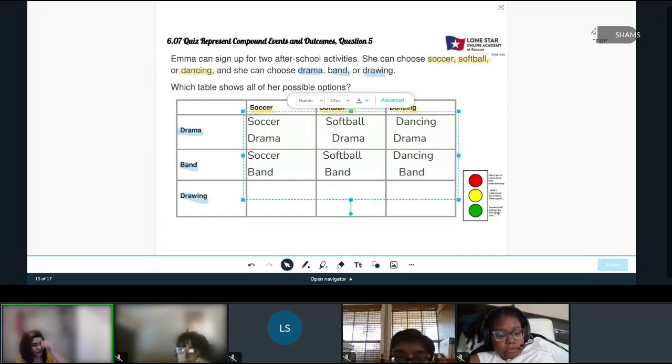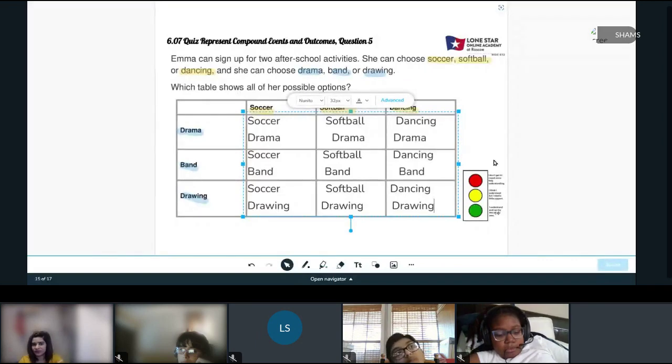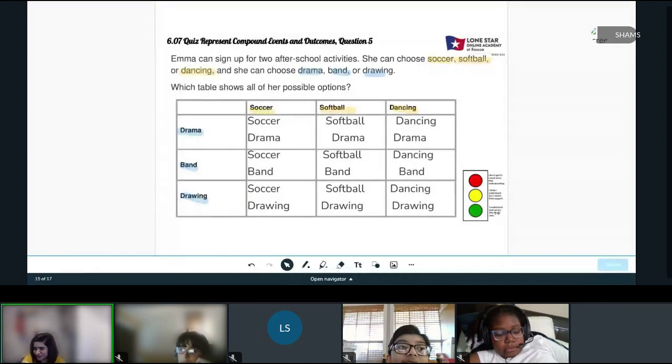Let's go ahead and look here for drawing. You guys are so fast. Lillian, Jocelyn, handwriting all these. Xavier, typing it out like me. Well, let's look at this third one. Again, first option being soccer. First option being softball. First option being dancing. All of them will have a second option of drawing. And we complete the chart. Right? This is how it can look. Let us know if there are any questions.